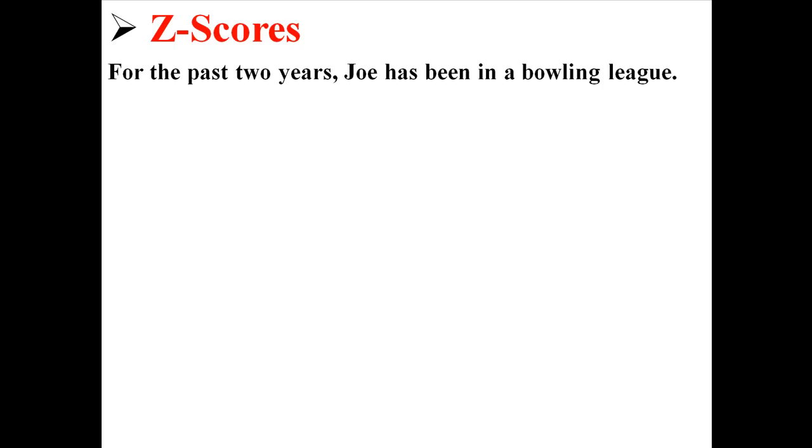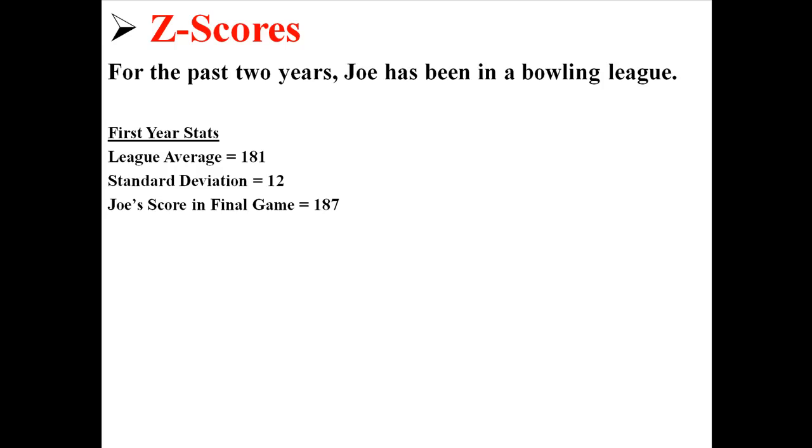So I'm going to give you an example of that. In my example, for the past 2 years, Joe has been in a bowling league. For the first year, the league average was 181, that's the population mean. The standard deviation was 12, that's the population standard deviation. And Joe's score in the final game of that year was 187.